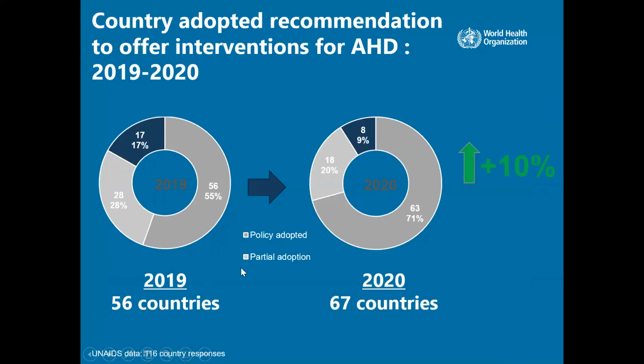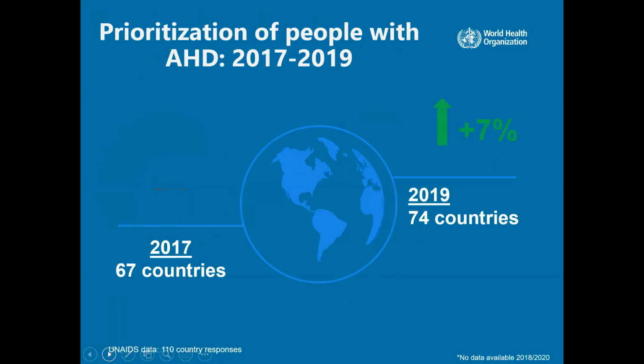This slide shows relatively rapid uptake of the recommendations in these guidelines. It shows that as of last year, 67 countries had adopted the recommendation to provide a package of care for people with advanced HIV disease. This was up 10% from the previous year. And relatedly, this slide shows that in 2019, 74 countries had a policy that gave priority to people with advanced HIV disease, again, an increase over the previous period.